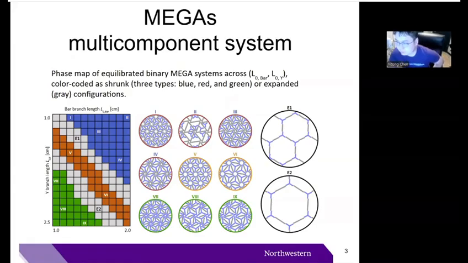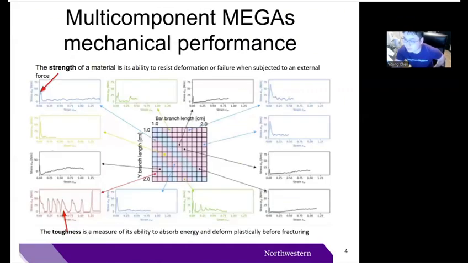Intriguingly, I see different equilibrium configurations across different systems. The gray area shows the combinations that expand, and the colored area shows the combinations that shrink. Moreover, I conducted mechanical tests. I see different mechanical behavior across the various systems. They can be divided into four types. Here, we can see the different mechanical performance of different types of systems.